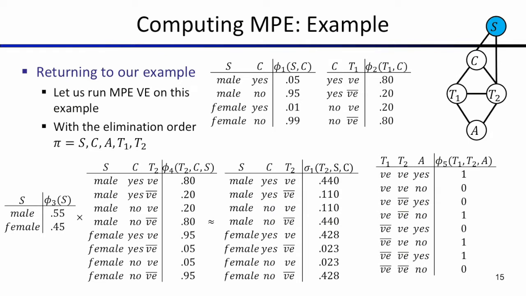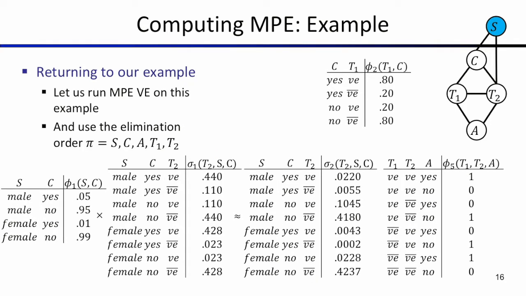Alright, so we started by multiplying phi3 by phi4 and getting a new factor. We're going to call this sigma 1. And the process of multiplication is the same that we have discussed several times, so we will not go through this. And we have this new factor, sigma 1, that mentions variables t2, s, and c. So I'm going to take this factor sigma 1 and multiply it now by this factor here, phi1, and get a new factor. Again, multiplying sigma 1 by phi1 and getting what we're calling sigma 2. Again, the multiplication will mention the variables t2, s, and c.